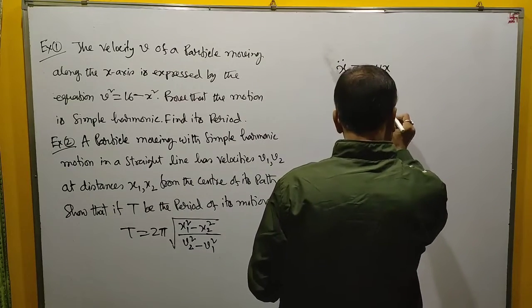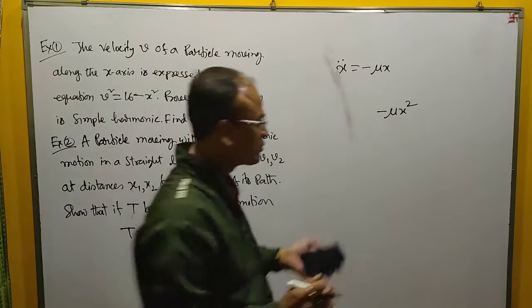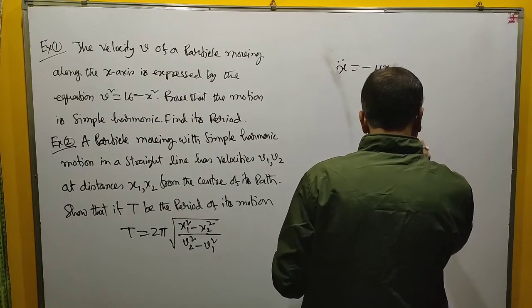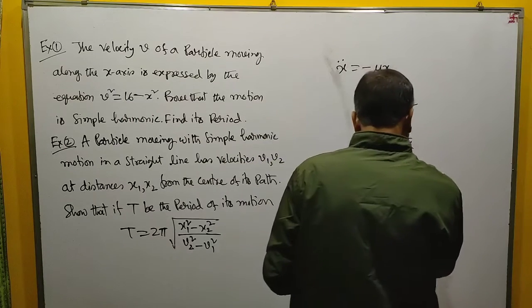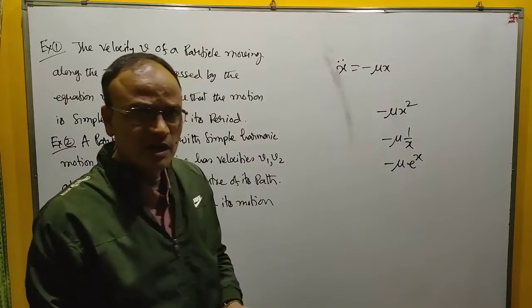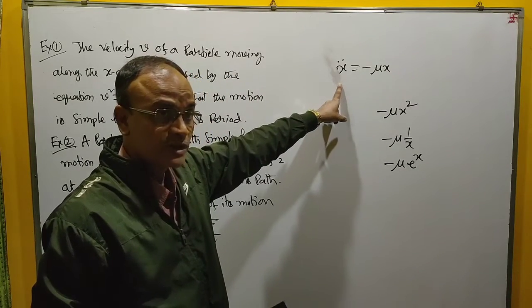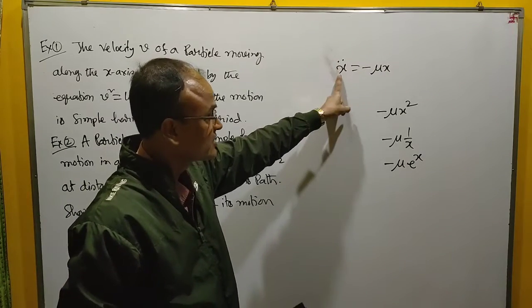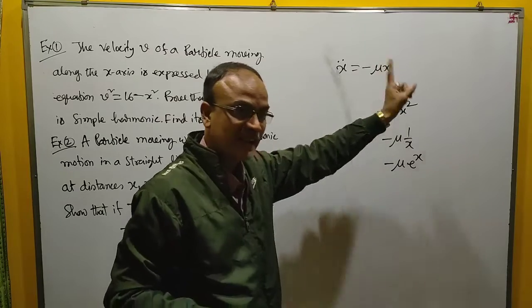Suppose we have got mu x square, it will not be a simple harmonic motion. If you get mu into 1 by x, it will not be simple harmonic motion again. Minus sign is there, e to the power x, this will not be a simple harmonic motion. To get a simple harmonic motion, you must have acceleration equal to minus a constant and x.